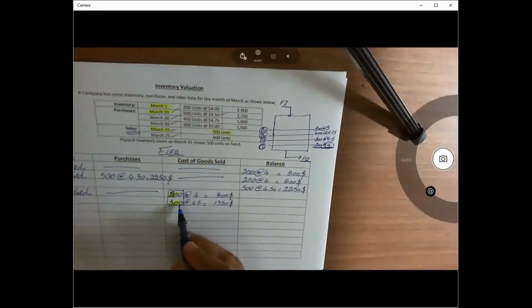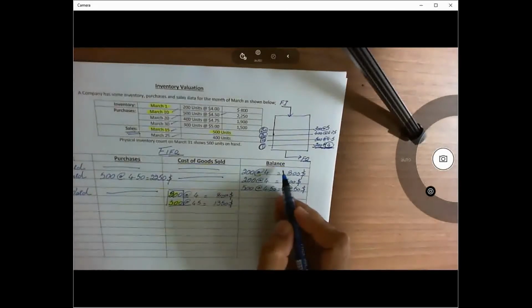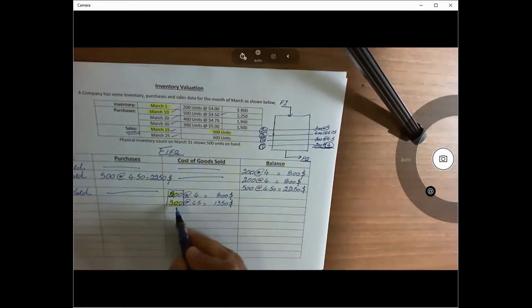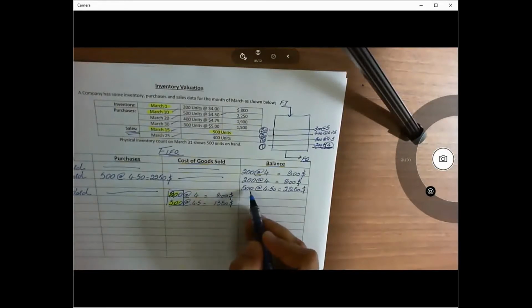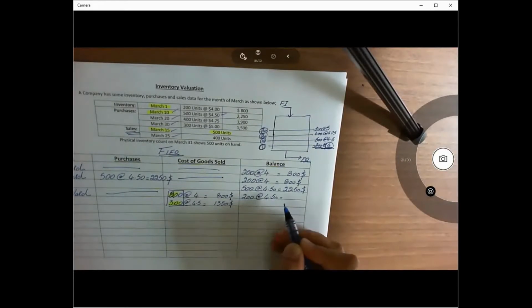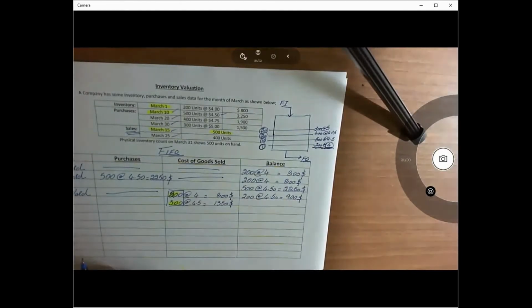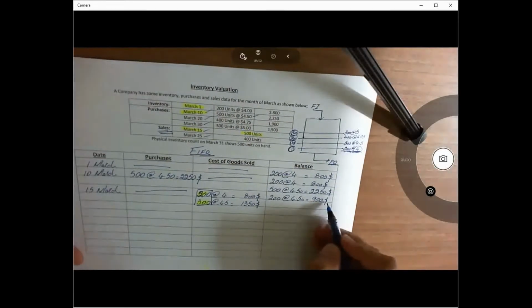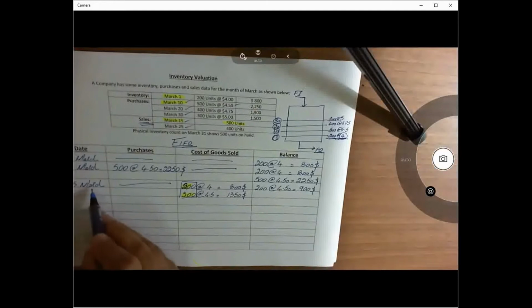Now, when we are going to write the remaining balance of our inventory, we will write, because we have taken 300 from these 500 units, out of these 500 minus 300 remains 200. 200 at 4.50, which is going to end up in $900. So this is our closing balance on 15th of March.